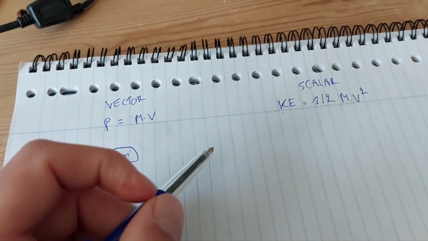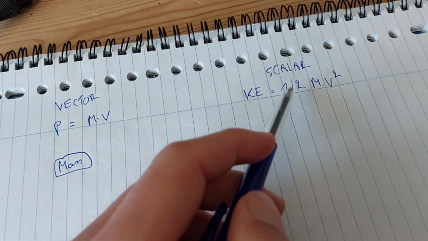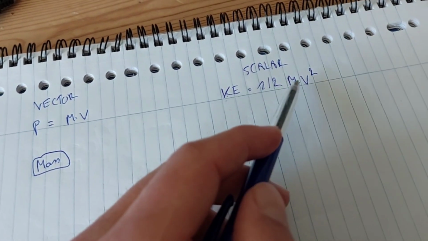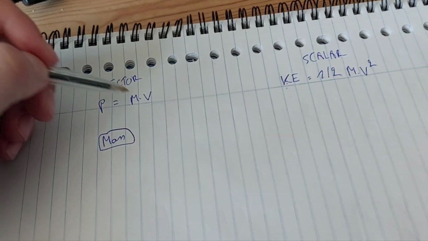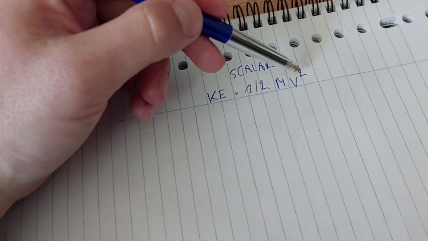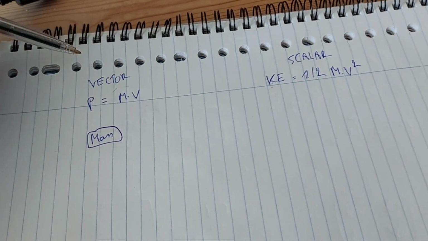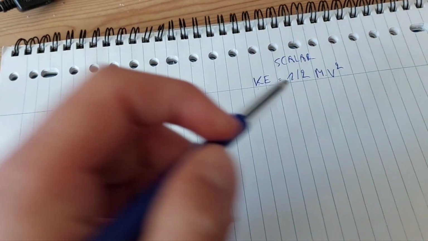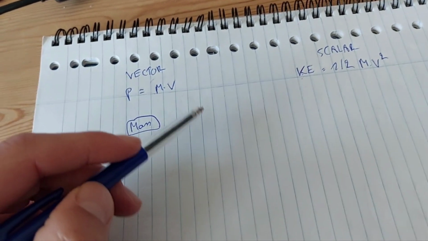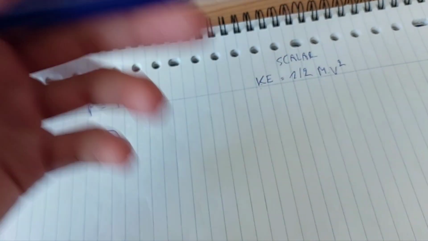Okay, so on the one hand we have momentum, which is mass times velocity, and on the other hand we have kinetic energy, which is 1/2 times mass times velocity squared. They both have mv in common. The only difference is over here it's the velocity squared. Now, what's the big difference between the both of them? Well, momentum is a vector and kinetic energy is a scalar, which means that when it is a vector, the direction matters, and when it is a scalar, the direction is irrelevant.